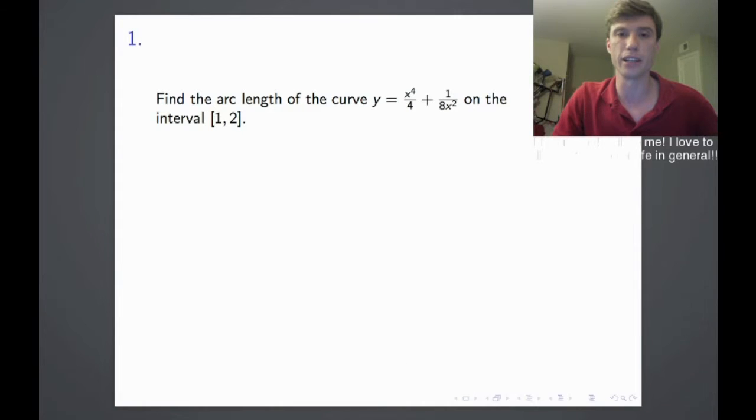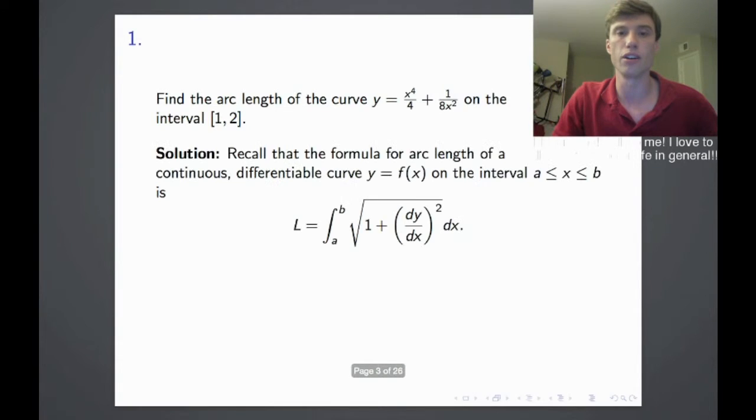Today we will be looking at problem 1 of the 6.5 handout, in which we will find the length of the curve y equals x to the 4th over 4 plus 1 over 8x squared on the interval from 1 to 2. Recall the general formula for arc length of a differentiable curve y equals f of x on the interval from a to b. The length is given by the integral from a to b of the square root of 1 plus the derivative of the function with respect to x, squared, integrated with respect to x.